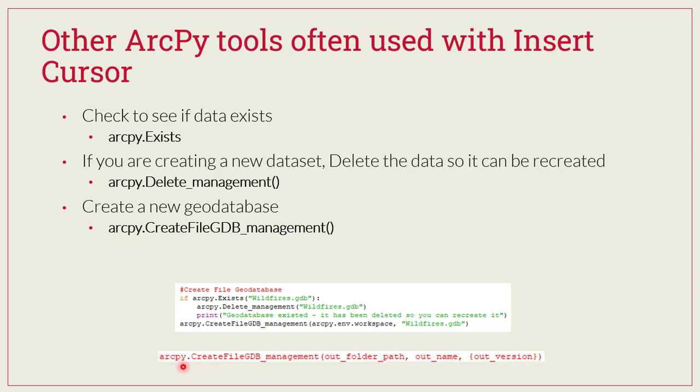Additional things here. I just wanted to show you the syntax of create file geodatabase management. So the out folder path, which is our workspace variable, and the out name, and then the version, which you don't need to worry about because that is an optional parameter.